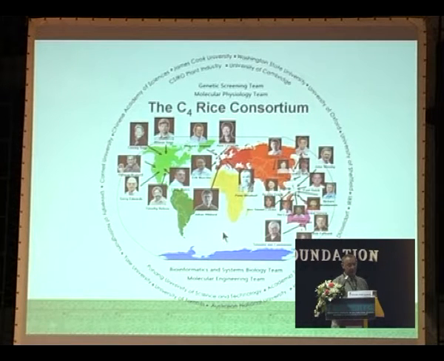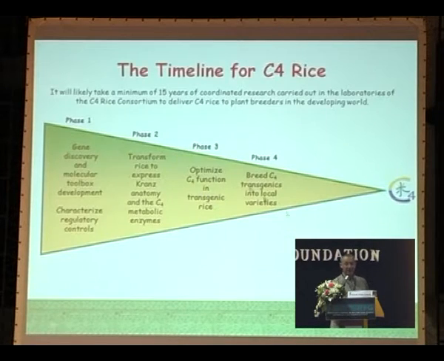And that involves a whole range of scientists around the globe that have got together to try and solve this problem. The timeline, well, when the donors are around, and I hope they're not in here, we say 15 years, but probably 25 years in reality by the time we're able, or we think we'll be able, to put C4 rice-like plants out in the fields of farmers.